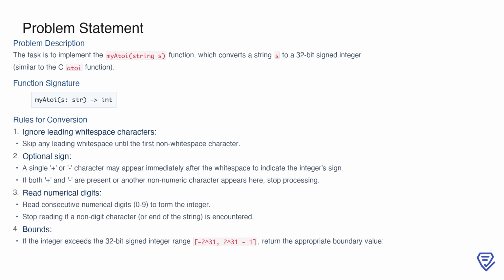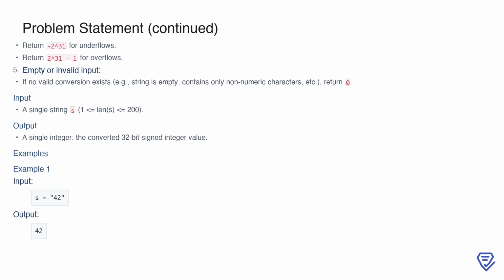Finally, if the resulting number exceeds the range of a 32-bit signed integer, which is from -2^31 to 2^31 - 1, the function returns the nearest boundary value within that range. When it comes to handling the boundaries, the function will return -2^31 if the converted integer underflows, and 2^31 - 1 if it overflows. Additionally, if the input string is empty or contains only invalid characters, the function should return 0.